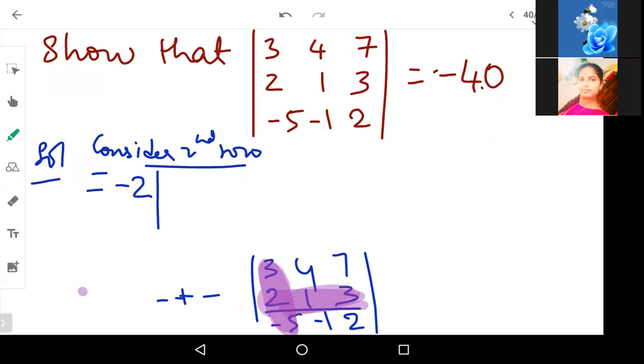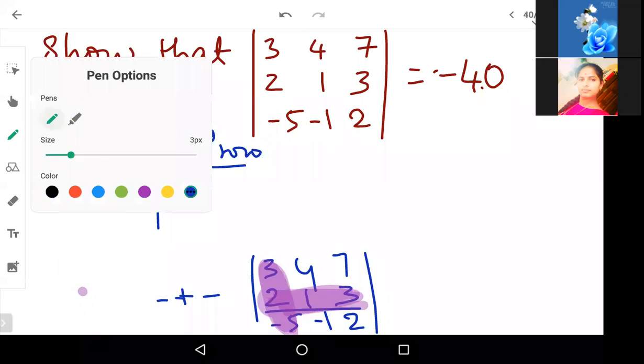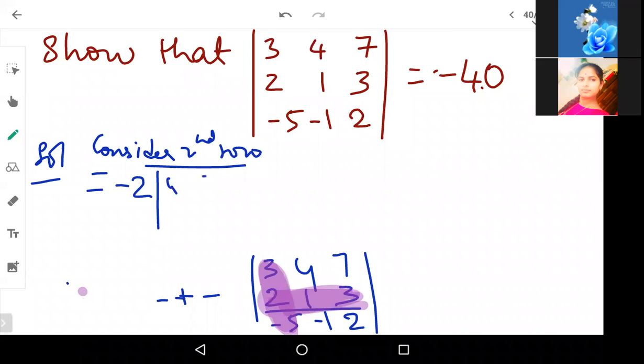Okay, we will check that, Sindhu. We'll check what is the answer. You will have to get 45. Okay, we'll check. Wait. So, what is the minor? 4, 7, minus 1 and 2. That is the minor.